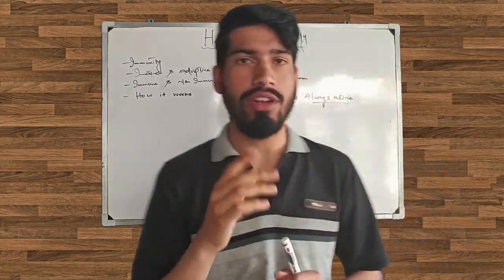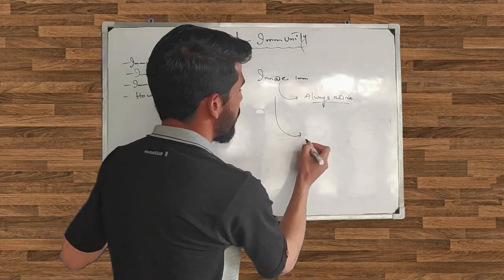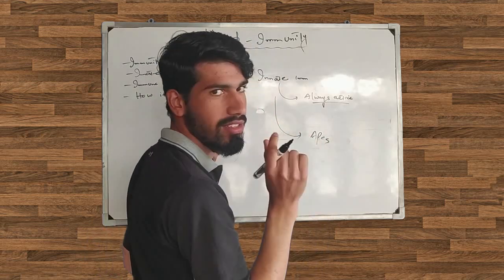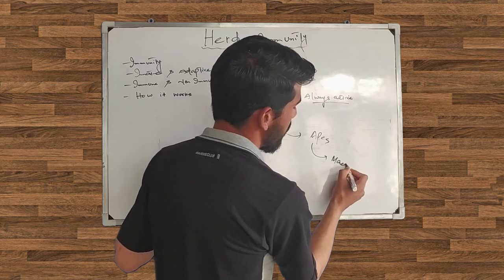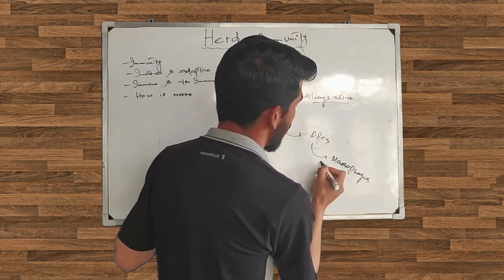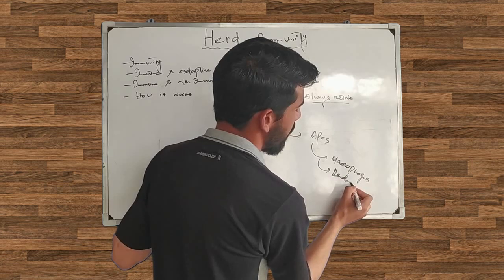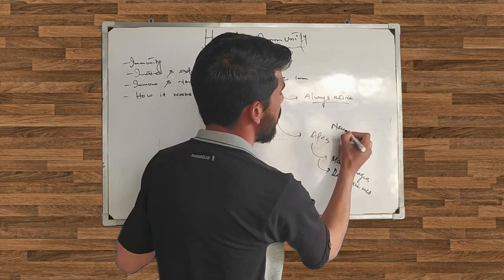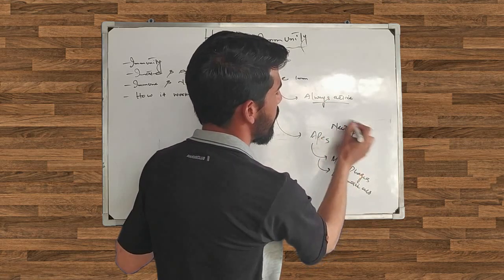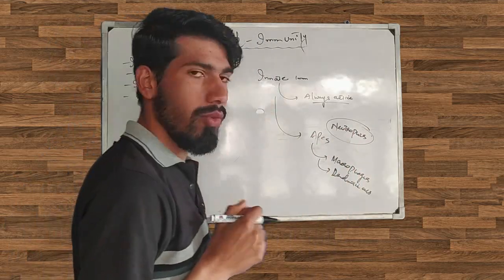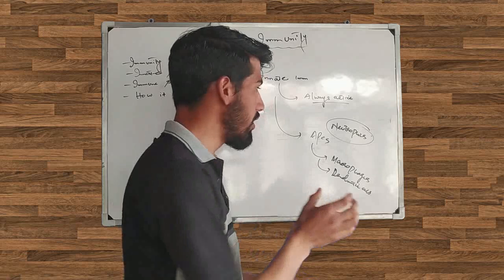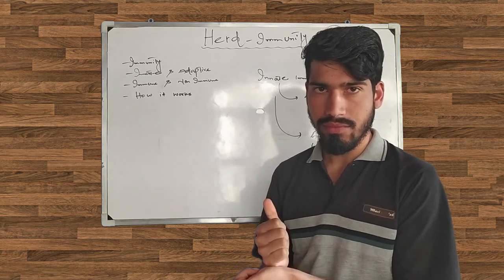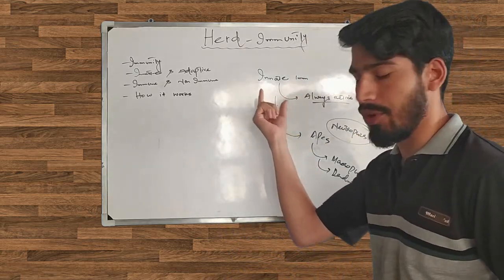In innate immunity, there are some specific cells, like APCs. APCs are antigen presenting cells, like macrophages and dendritic cells, and neutrophils are also present. So in innate immunity, when a pathogen enters our body, these cells capture that pathogen or foreign particle and destroy it. Okay, so that is the job of innate immunity.